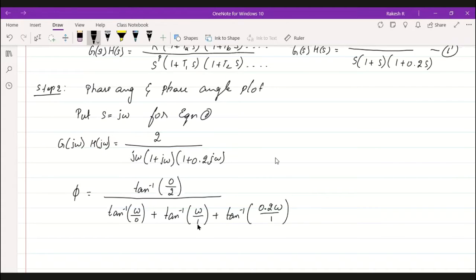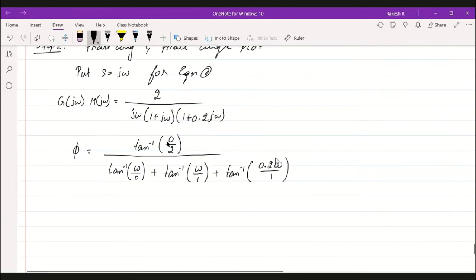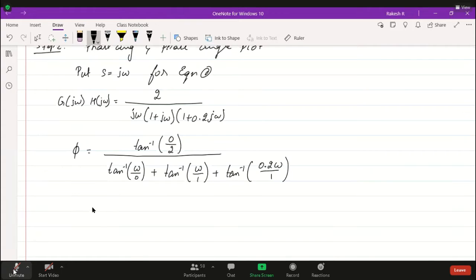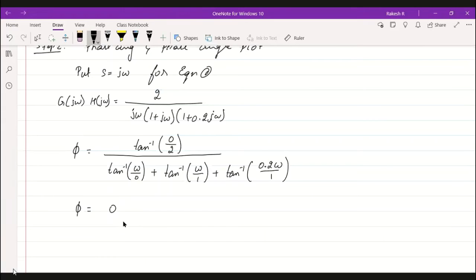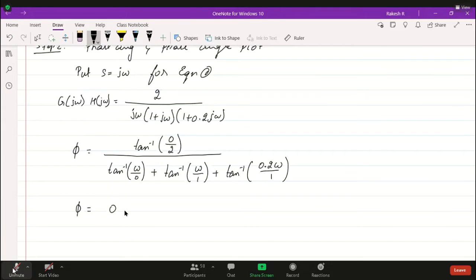Now the complete term, what is this? Tan inverse of 0 by 2, that is tan inverse 0. Tan inverse 0 is 0, right? For the denominator, you need to take the complete negative here. If we keep it that way, tan inverse of 0 is 0. So total phi is equal to 0.